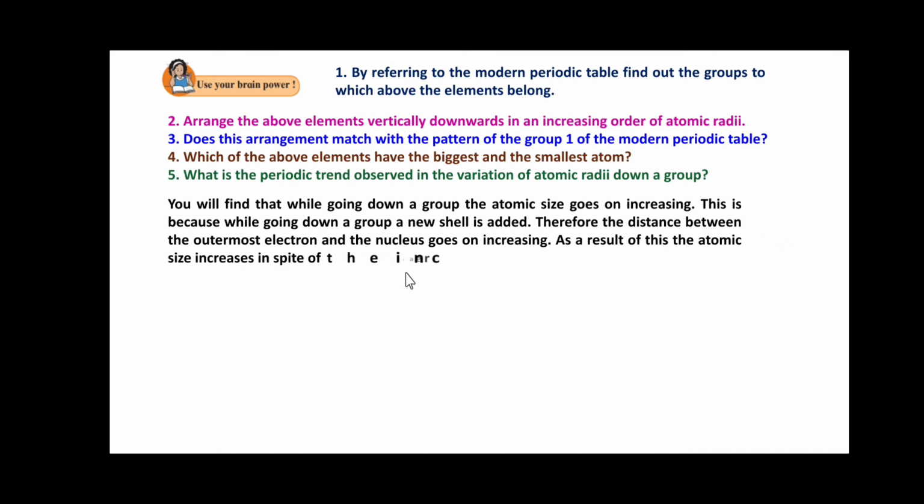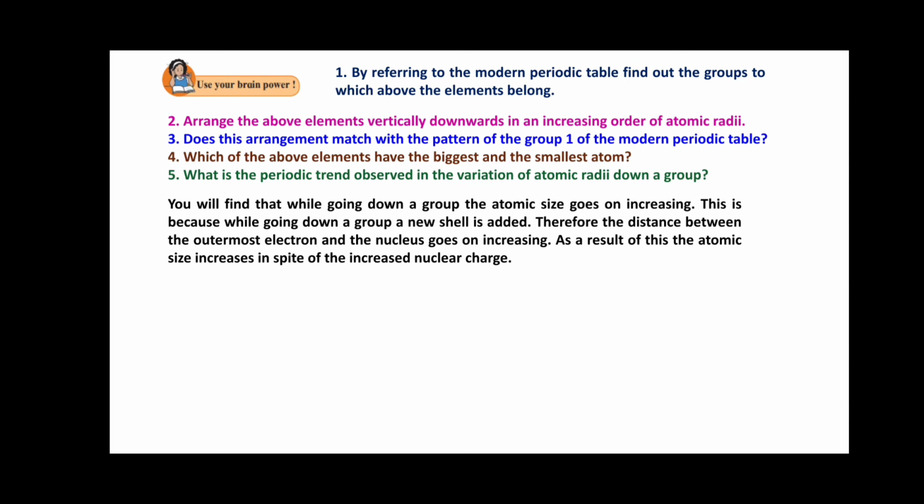What is the periodic trend observed in the variation of the atomic radii down a group? So the atomic radius increases while moving down a group. So friends, you will find that while going down a group, atomic size goes on increasing. This is because while going down a group, a new shell is added. Therefore, the distance between the outermost electron and the nucleus goes on increasing. As a result of this, the atomic size increases in spite of the increased nuclear charge.